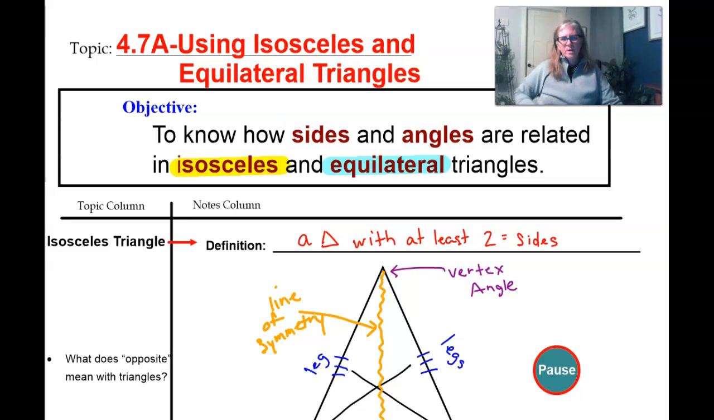Hi guys, we are working on our 4.7a notes. Remember, we're using isosceles and equilateral triangles. And for this lesson, we are going to be talking specifically about the equilateral triangles.